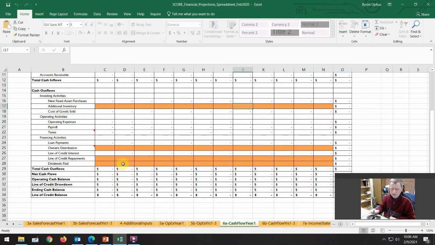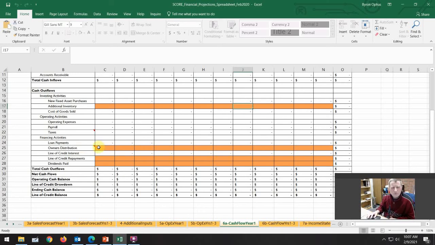We get down to dividends paid. There's nobody in the class that should have any dividends paid. Again, that would only be if you were a C Corp. I don't see anybody in here that has a business that would probably be a C Corp. That's not to say it couldn't be, but probably would not be, and thus probably wouldn't have any dividends paid.